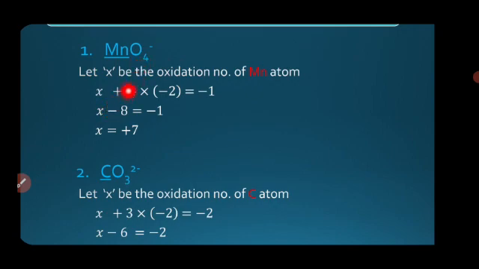Now here the underlined atom is Mn. So Mn is considered as X, plus 4 into minus 2, because oxygen has a minus 2 charge, is equal to the charge given on the polyatomic ion, which is minus 1. One minus sign is there, meaning minus 1. So X minus 8 is equal to minus 1, therefore X is equal to plus 7.